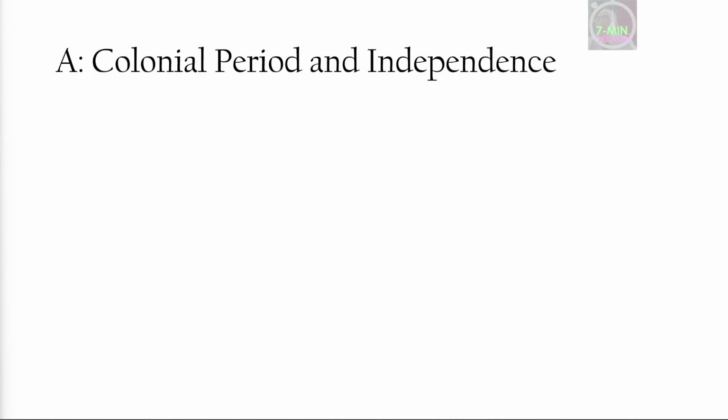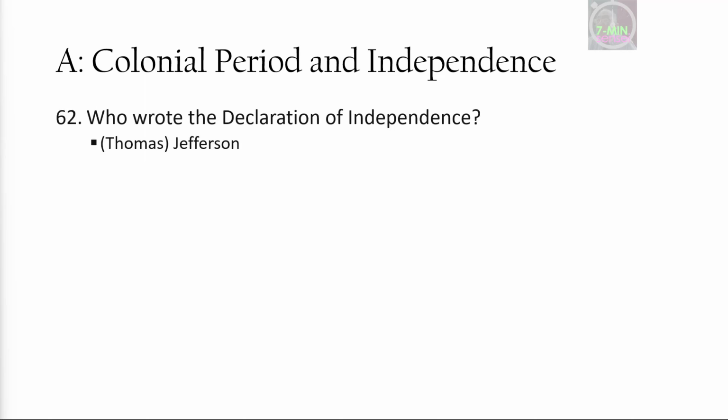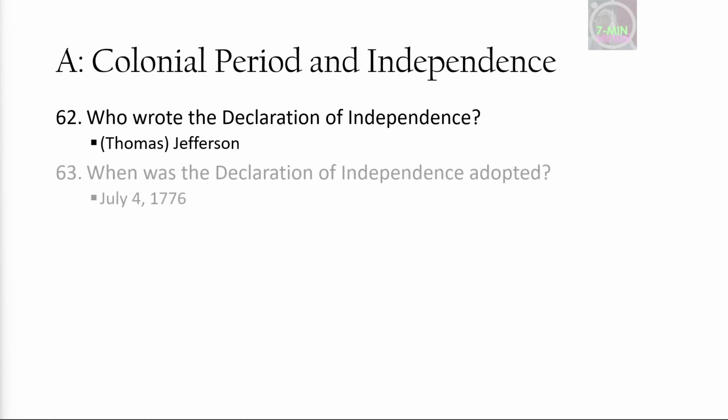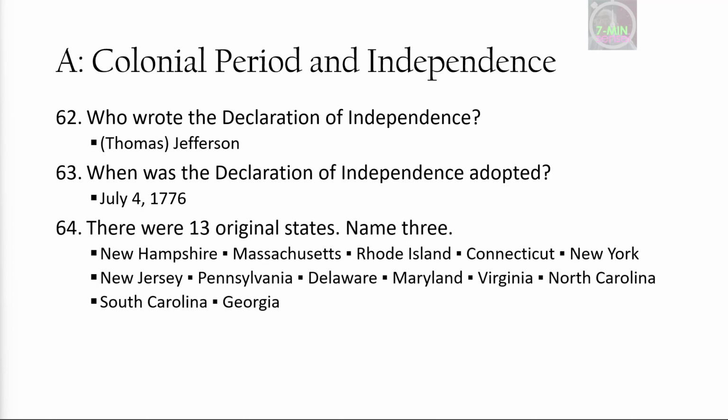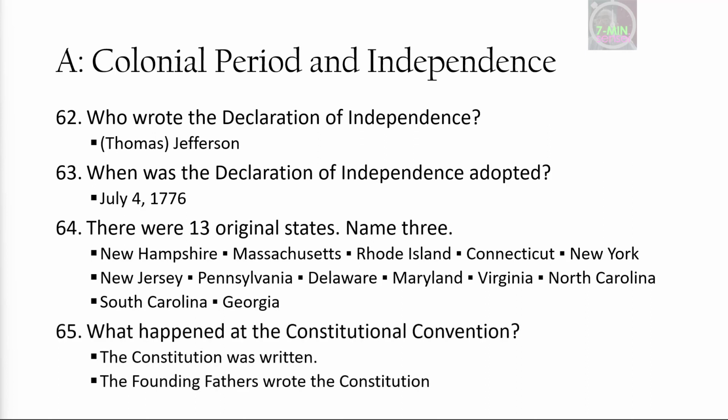A. Colonial period and independence. Who wrote the Declaration of Independence? Thomas Jefferson. When was the Declaration of Independence adopted? July 4, 1776. There were 13 original states. Name 3. New Hampshire, Massachusetts, Rhode Island, Connecticut, New York, New Jersey, Pennsylvania, Delaware, Maryland, Virginia, North Carolina, South Carolina, Georgia.